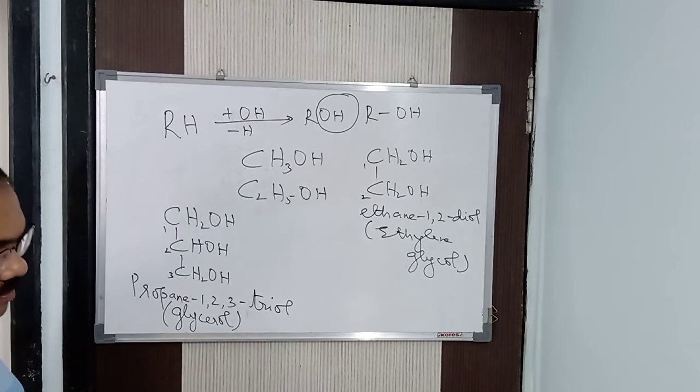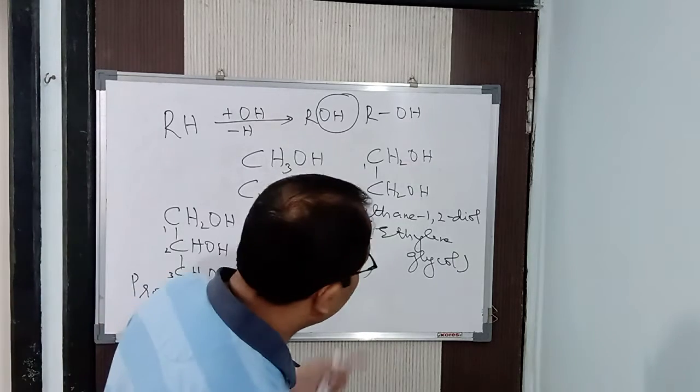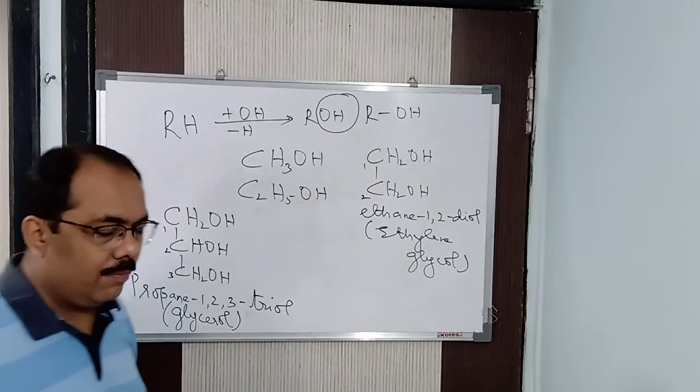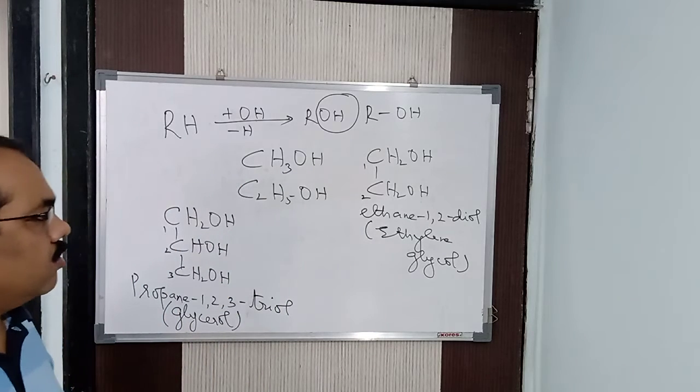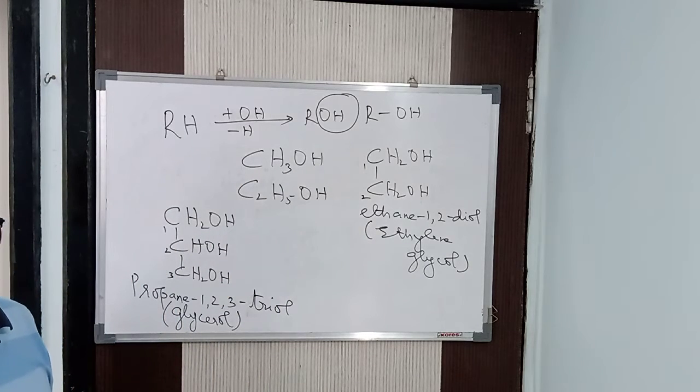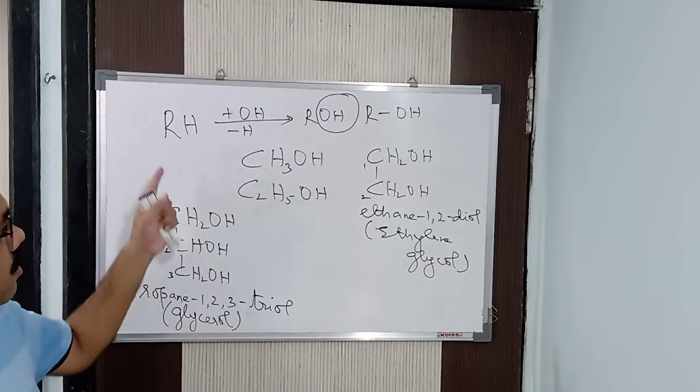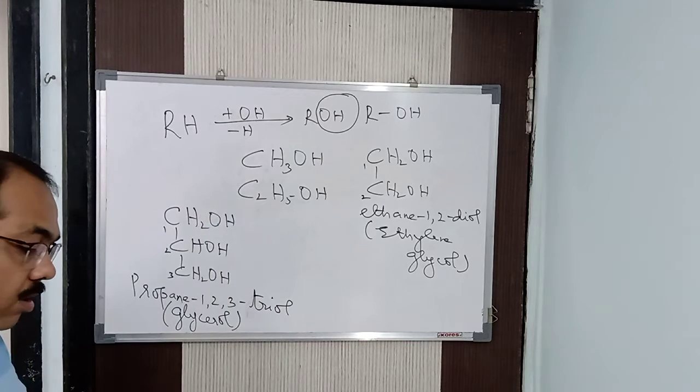In this way, we can have monohydric alcohol. Don't think we have just one compound; we have many compounds in it. Just to explain, I gave one example each. So, it is monohydric, dihydric and trihydric alcohol.